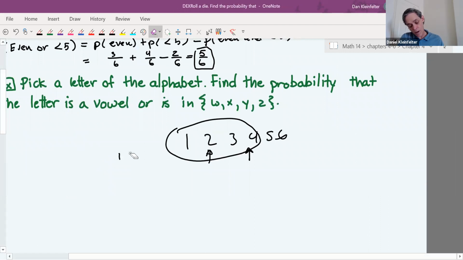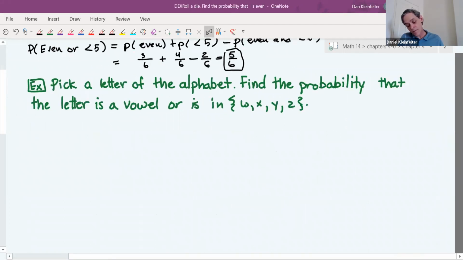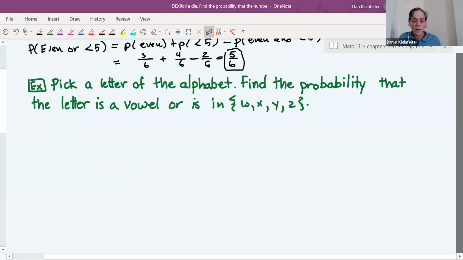Okay, try one more. Pick a letter of the alphabet. We want to find the probability that the letter is a vowel or is in the set W, X, Y, and Z. Here, let's say that Y is not a vowel. So these are two mutually exclusive events. If you get a letter in this set, it's not a vowel. If you get a vowel, it's not in this set.